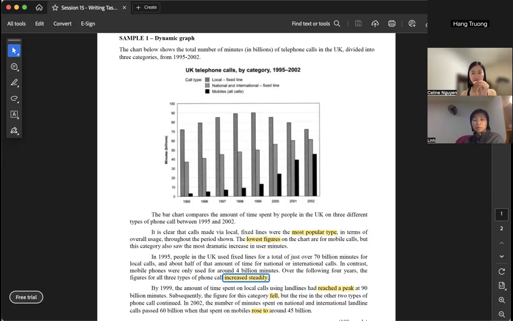Okay. Have you finished? What do you think? Have you finished? Yes, I have. Okay. So body one, what do you think? The structure of body one?